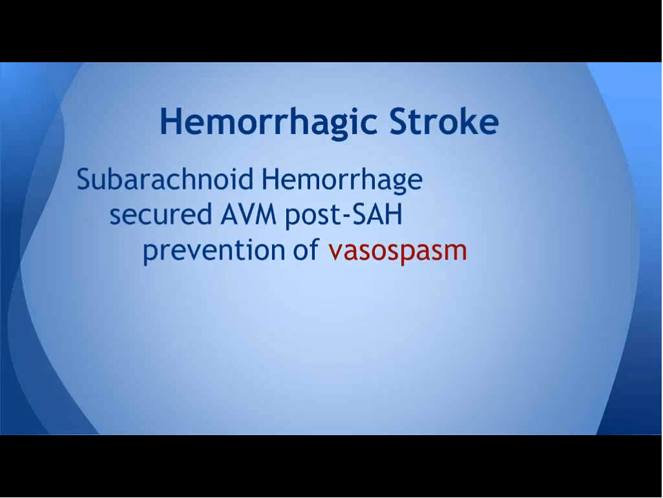Subarachnoid hemorrhage, once the AVM or the aneurysm is secured, then our primary goal is prevention of vasospasm. Not that everything else falls by the wayside, but vasospasm is this kind of dark cloud looming over the patient's management the entire time they are in the hospital. And vasospasm can occur from 7 to 21 days post-subarachnoid hemorrhage. So for 7 to 21 days, we are just aggressively monitoring, examining, evaluating, and looking for vasospasm in these patients.